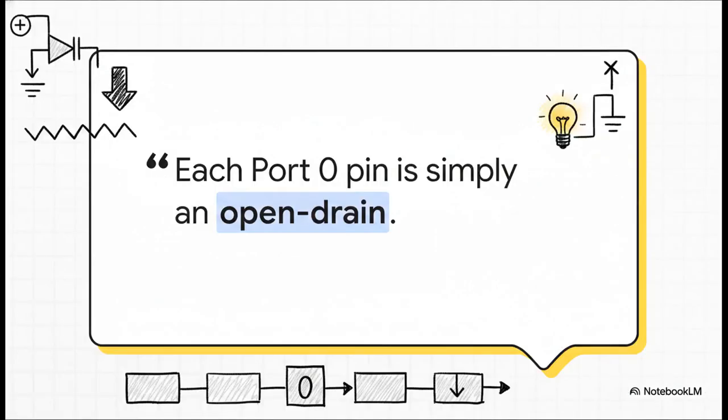All right, let's zoom in on port 0 for a minute because it's special. It's the odd one out of the group. The other ports can both push the voltage high and pull it low, but port 0 is what we call open drain. That means it's really good at pulling a connection down to ground to create a low signal. But to make a high signal, it can't actively push the voltage up. It basically just lets go of the line.